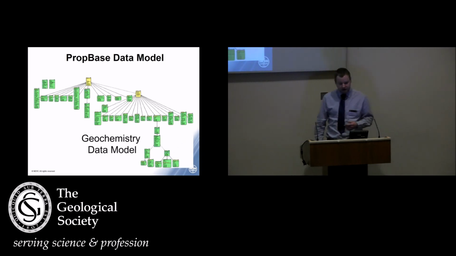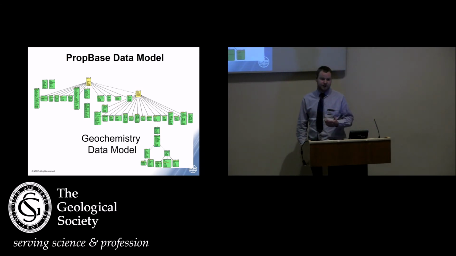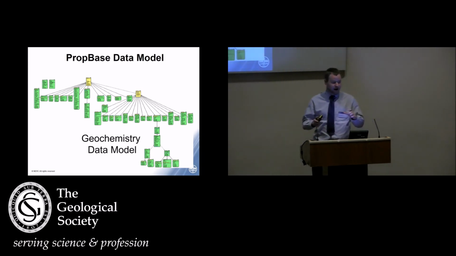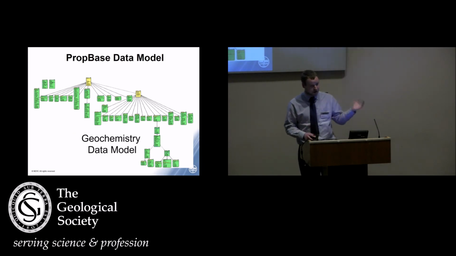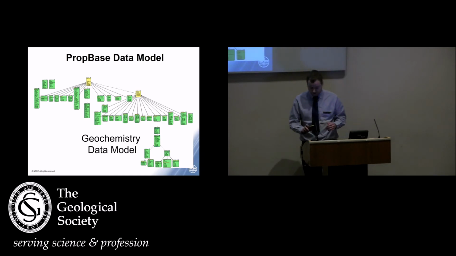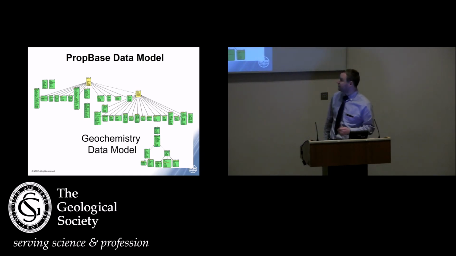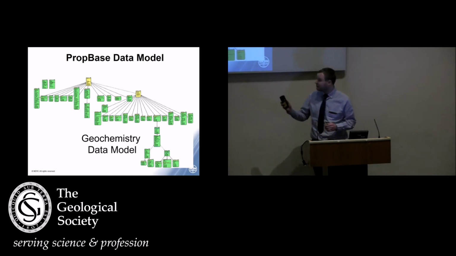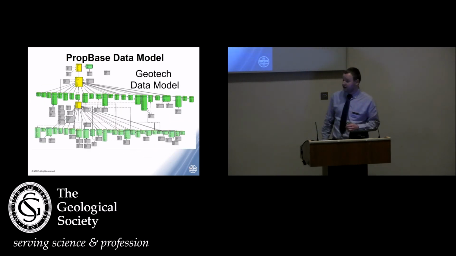In terms of the actual structure, with a lot of the corporate databases we have, they have a normalized structure. Basically this means that there are pieces of information and there are data dictionaries and there are one-to-one relationships which govern what information is stored. So this is how things would typically look in our geochemistry database and then in our geotechnical database.